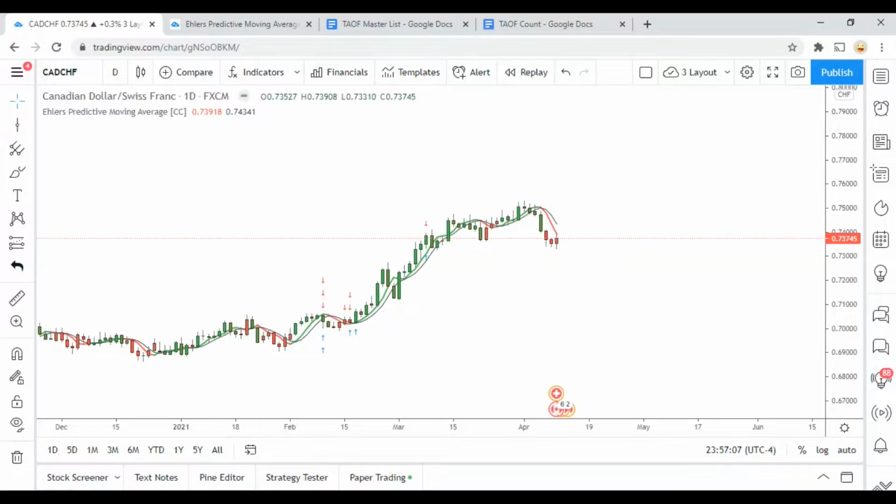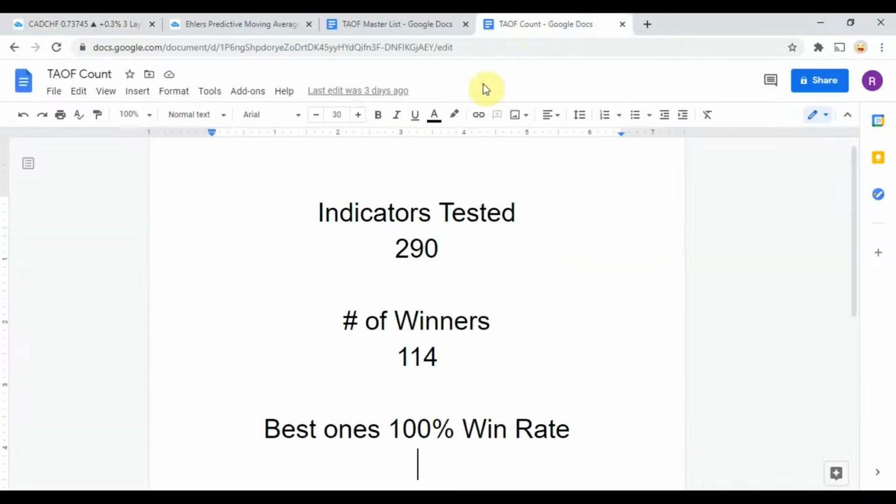Alright, as I said, today we will be testing Ehlers Predictive Moving Average. Before we do though, I wanted to put the indicator scoreboard up for everyone to see. So to date, we have tested 290 indicators, and out of those 290 indicators, 114 of them have been winners, which means that they have met or exceeded the 60% win-loss ratio threshold that we have set for them. The best ones so far were able to achieve a 100% win rate.